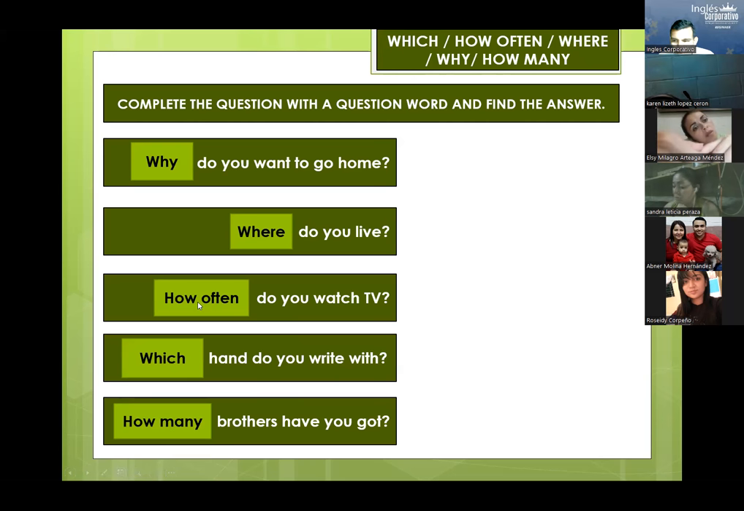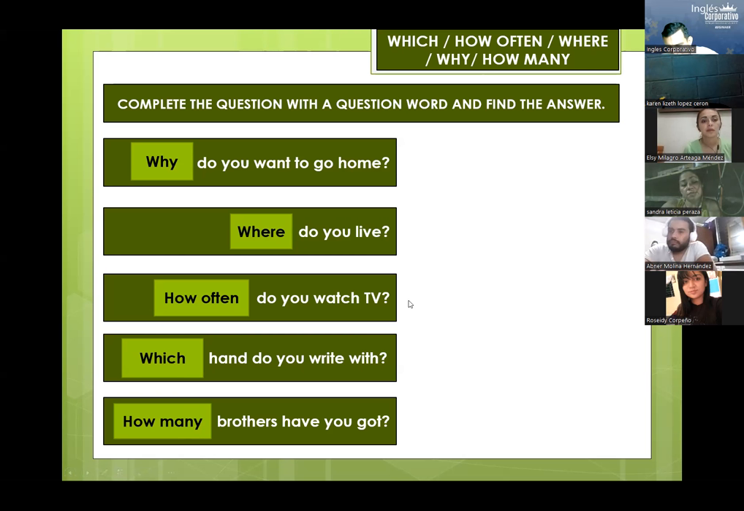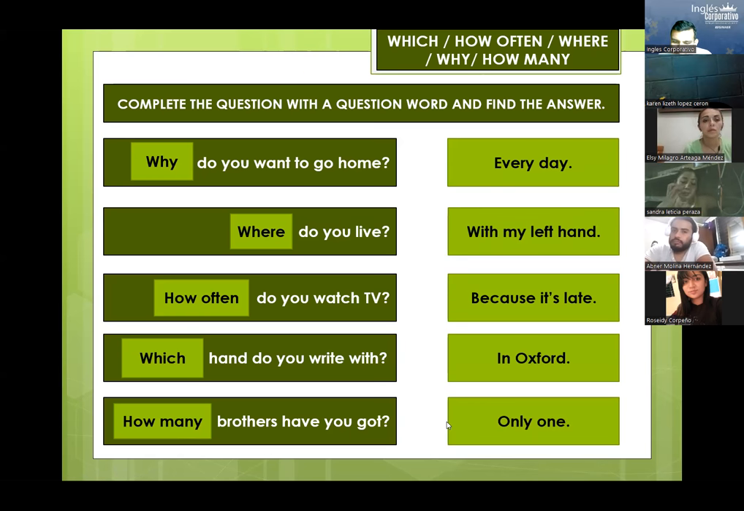Ok, ¿recuerdan qué significaba how often? ¿Con qué frecuencia? Esas dos palabras, how and often, significa con qué frecuencia. No se vaya a poner a traducir how es cómo y often es a menudo, sino que es how often, la idea de ambas palabras juntas. Ahí tenemos why, where, which, and how many. ¿Recuerdan cuándo utilizar how many and how much? How many es cuántos. ¿Cuántos hermanos tienes? How many brothers have you got? I have two brothers. I have three brothers.